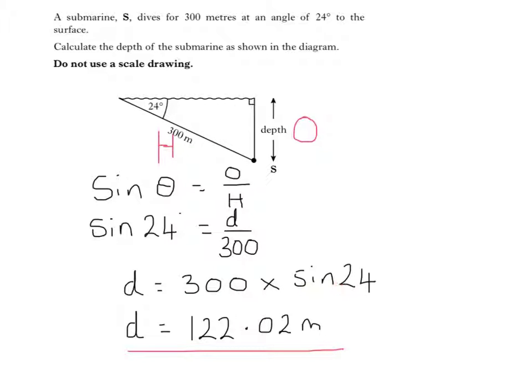If you put sine times 300, it sometimes does 24 times 300 and then takes the sine of it, which is wrong. So if you try and put the number in first of all, then that'll help you, and then you just write down your answer, remembering your units as well, please. Okay, so that's it. So that's one of the examples.